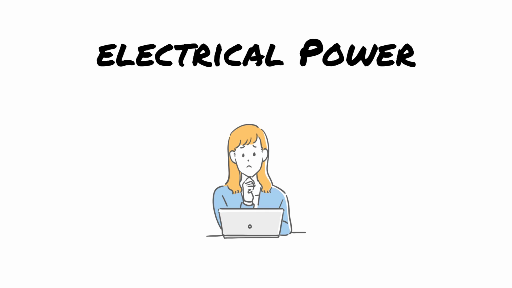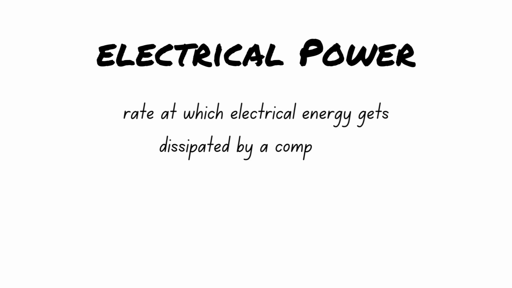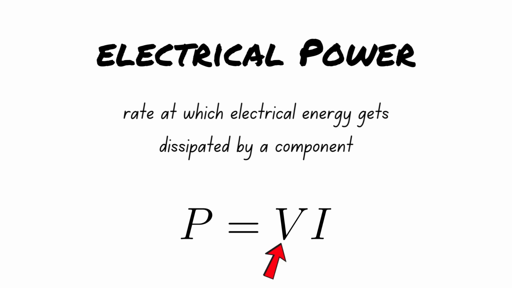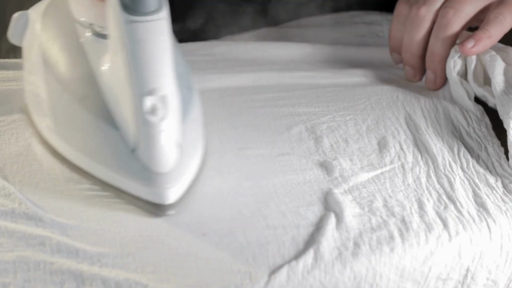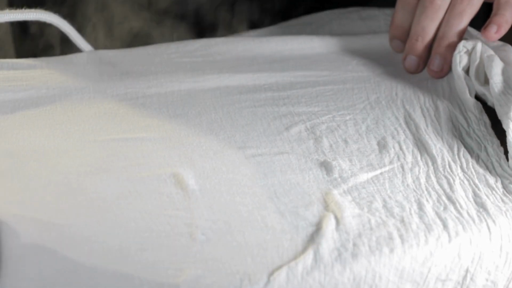Electrical power is defined as the rate at which electrical energy gets dissipated by a component. By doing a simple substitution, we can see that electrical power is the product of voltage across the component and the current flowing through it. Power is measured in watts, which are the equivalent of joules per second. So, provided the power that a component dissipates, we can also obtain the electrical energy that it consumes over a certain period of time.